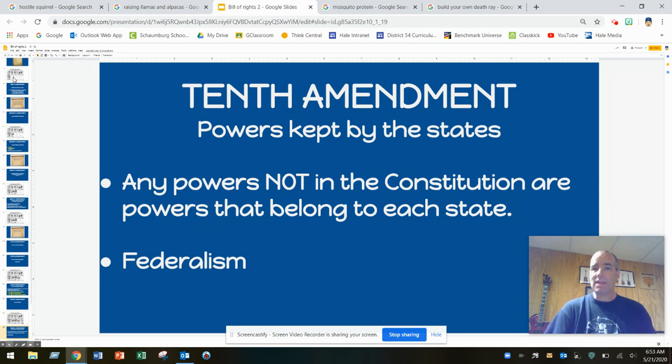The United States is not a democracy, a pure democracy. It is a federal republic, meaning there's a central government and many smaller state governments that all work together to act as the grand government.